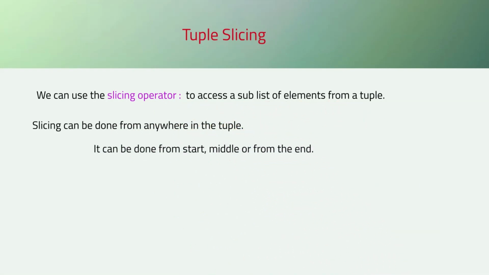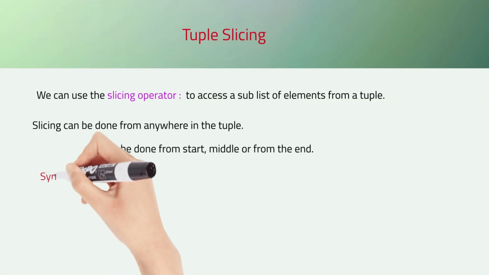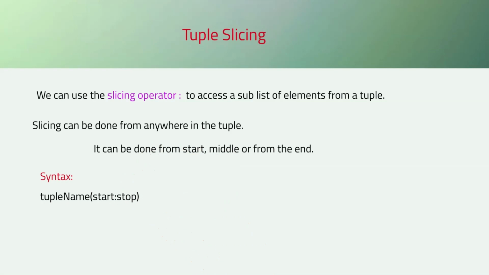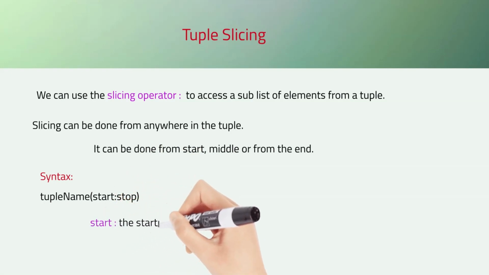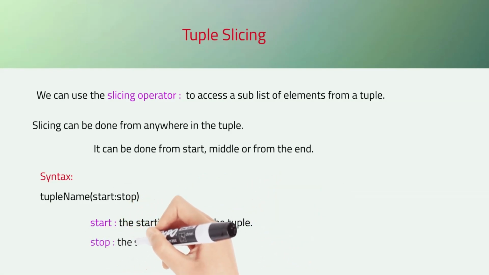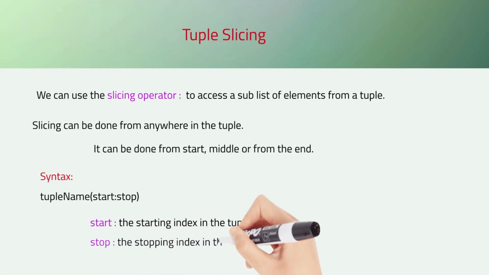The syntax for slicing the tuple is tuple name with start index and stop index inside square brackets, where start represents the starting index in the tuple, and stop represents the ending index in the tuple.